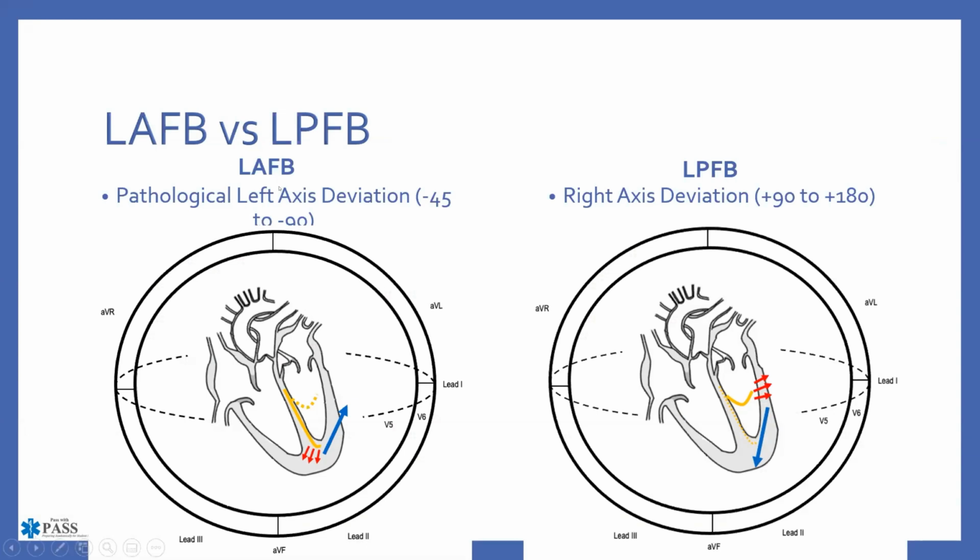If it is a left anterior fascicle block, so it's on the left side, but it's on the front, it's going to end up creating a pathological left axis deviation. If you remember that when we covered that a couple of months back. And if it is a left posterior fascicular block, it will end up creating that right axis deviation. And those are your numbers that are associated with that. So we can talk about that more at another time, but it does have some relevance and correlation between the two.